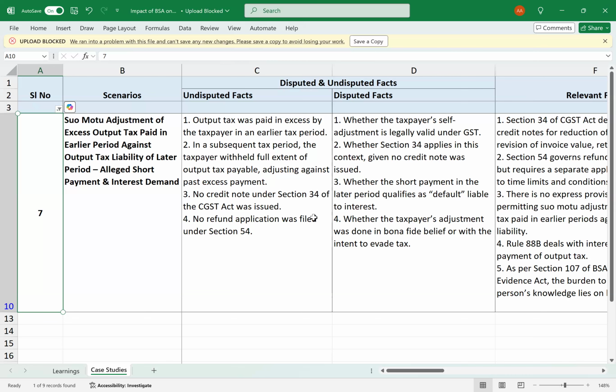Sir, can a show cause notice be issued without RUDs? See, here the RUD is your IT return and your GSTR-1. That's all.